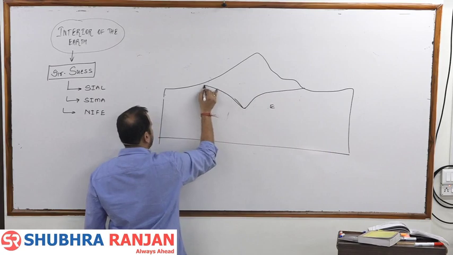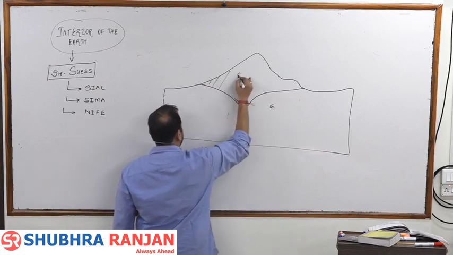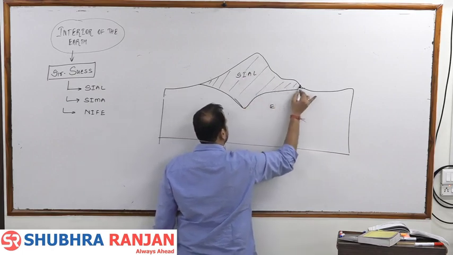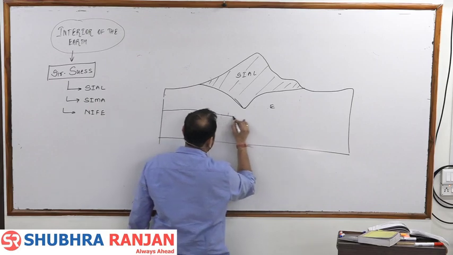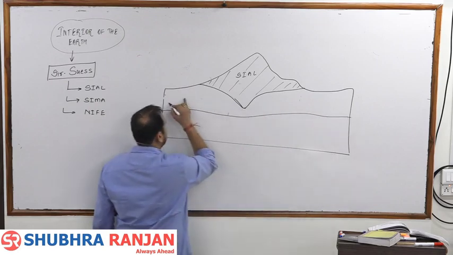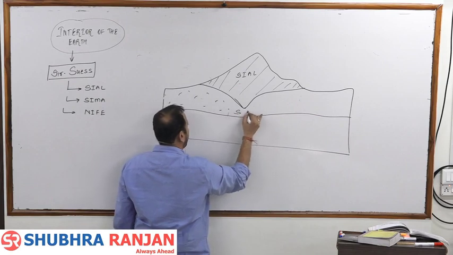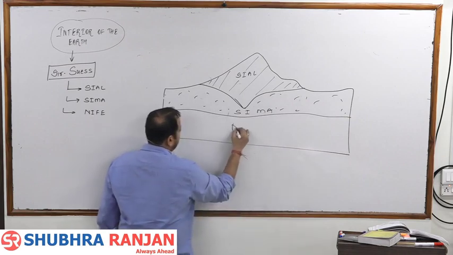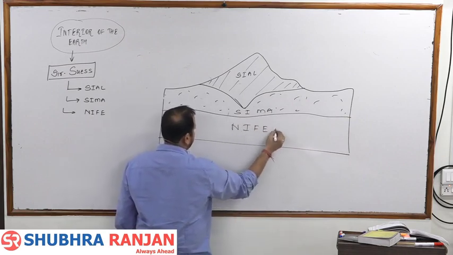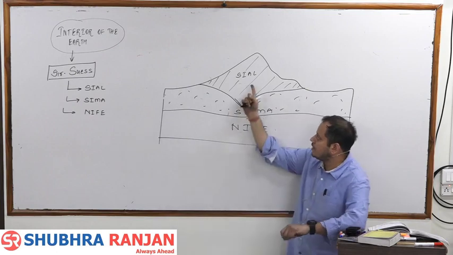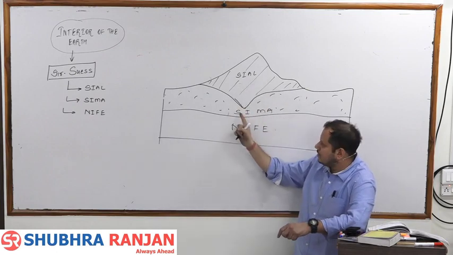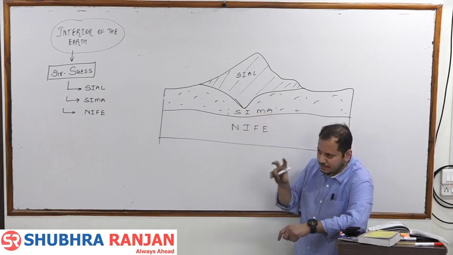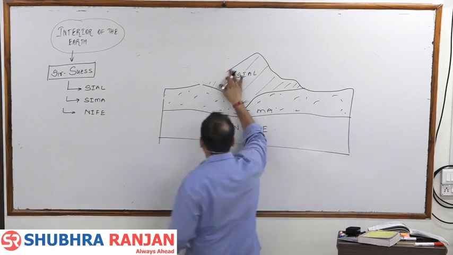So this is the Sial layer. And it is floating on the Sima. And this is the Sima layer. And below it is the next layer, that is the Nife. Why Sial? Because most of the mineral present was silica and aluminum. Why Sima? Silica and magnesium. Why Nife? Nickel and iron. These are the three layers of the interior of the earth, and you draw this diagram.